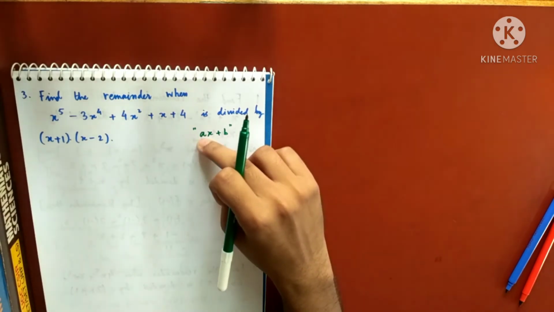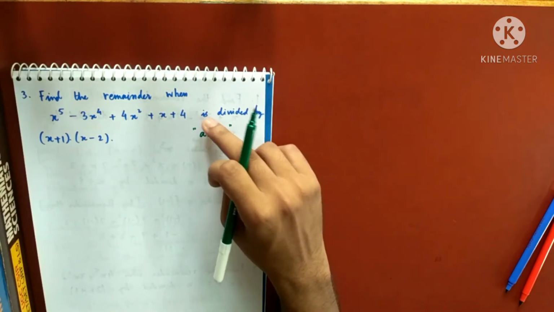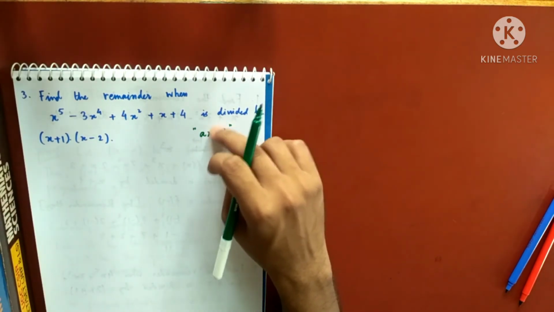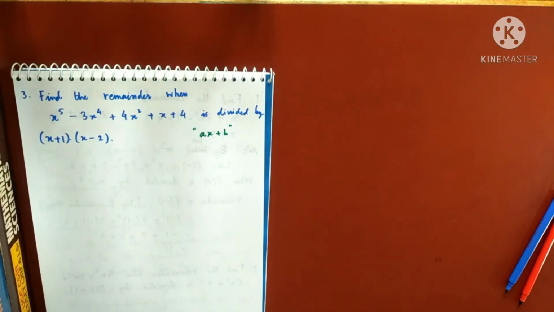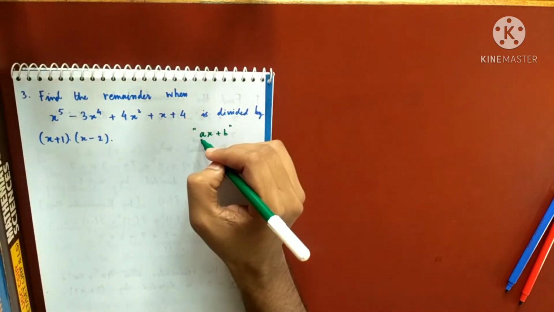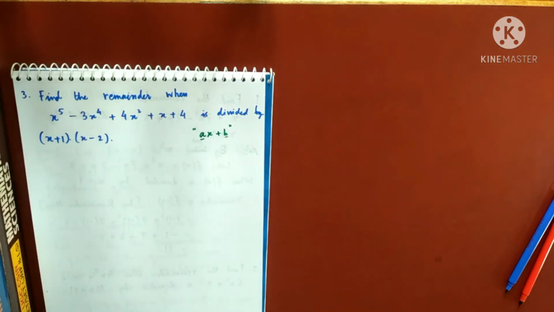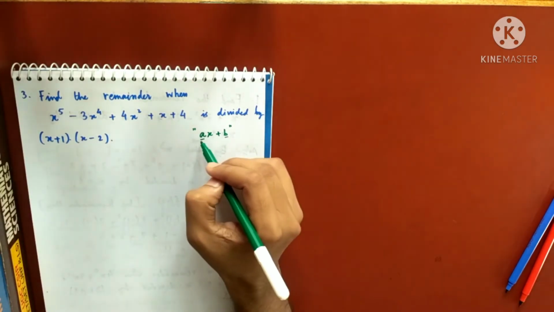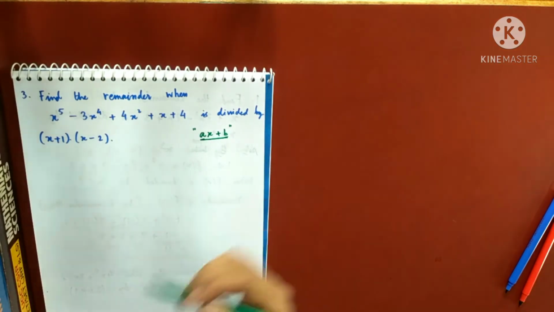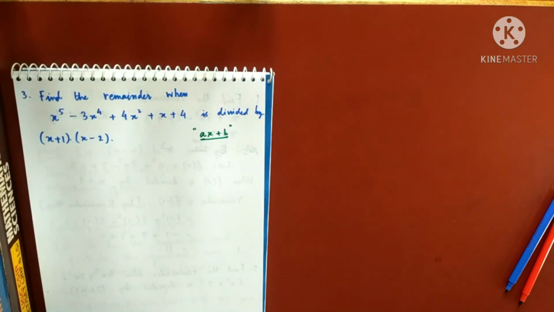Otherwise, if a is 0, then that will just become a constant. So that satisfies the degree. Degree is 0. Otherwise, when a and b both are 0, the remainder will be eventually 0. So in general, my remainder will be of the form ax plus b. Do you get my point or no? If you are not clear, I will explain.